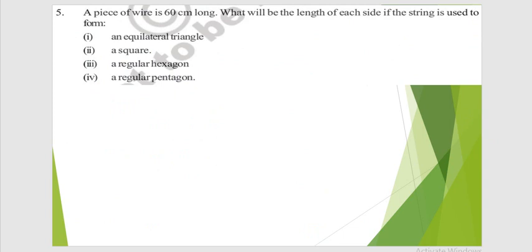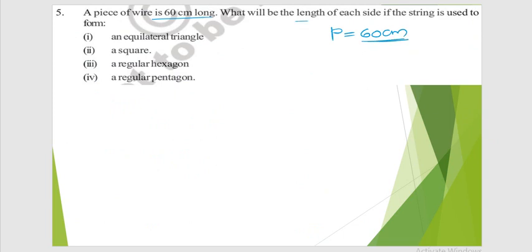moving on to one more question. A piece of wire is 60 centimeters long. So he has given the length of the wire. That means indirectly the perimeter of the wire is given.